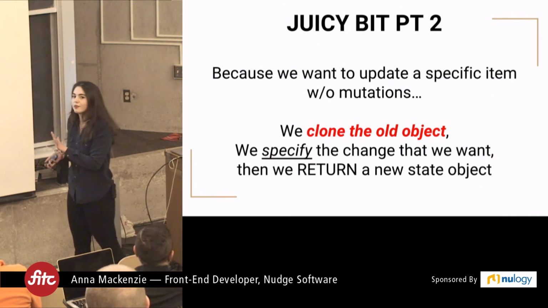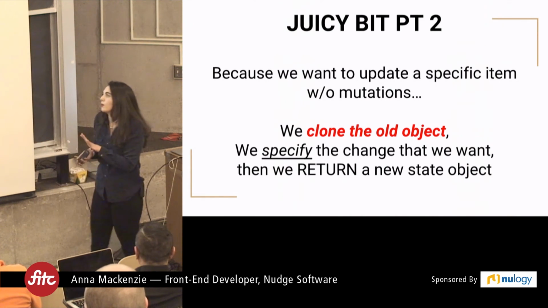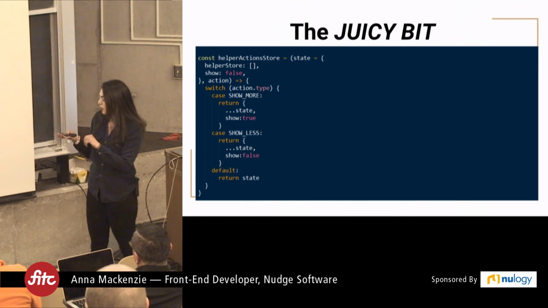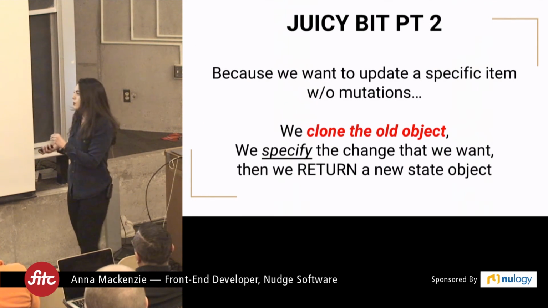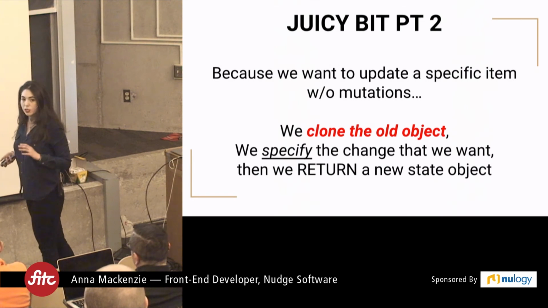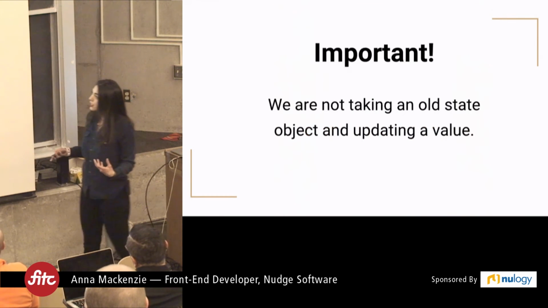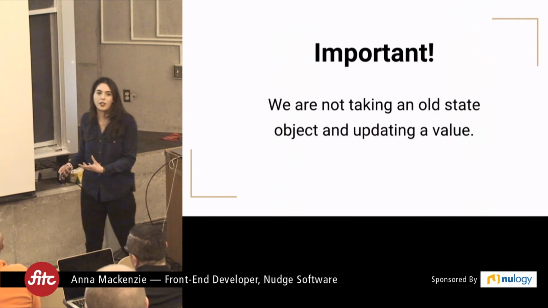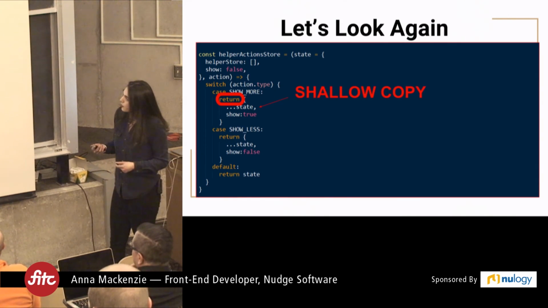So again, just really important things to note. Because we want to specify a specific item without mutations, we clone the old object. What I was doing here is using something called the spread operator. If you use ES6, then you know what's happening there. Yeah, we clone the old object, we specify the change we want to make, and then we return a new object with the change. So it's not an update. We're not taking old state and updating, it's a new state. There's no mutations.